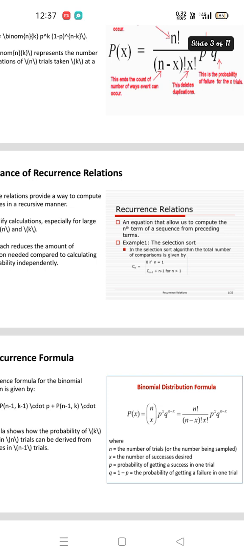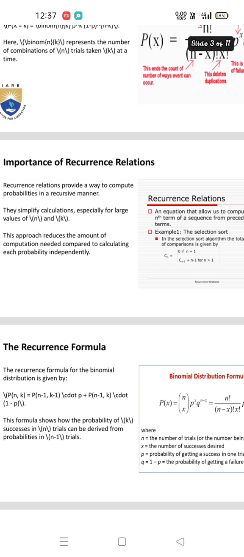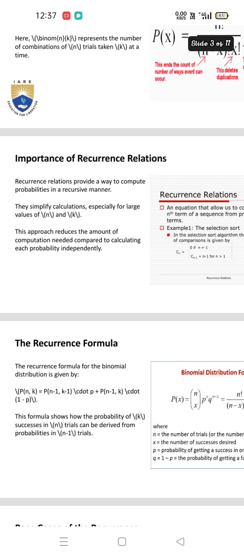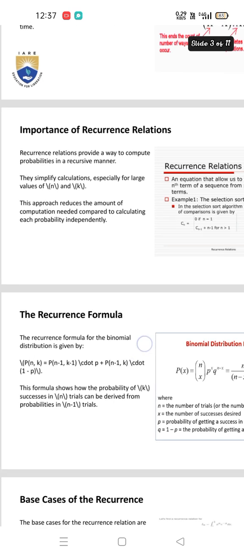Example 1: recurrence relations for the selection sort. In the selection sort algorithm, the total number of comparisons is given by C(n) = 0 if n = 1, and C(n) = C(n minus 1) plus n minus 1 for n greater than 1. This is the example for the selection sort in recurrence relations.